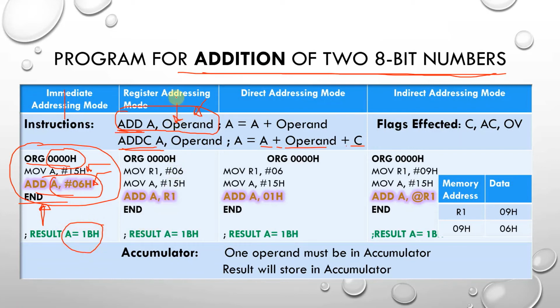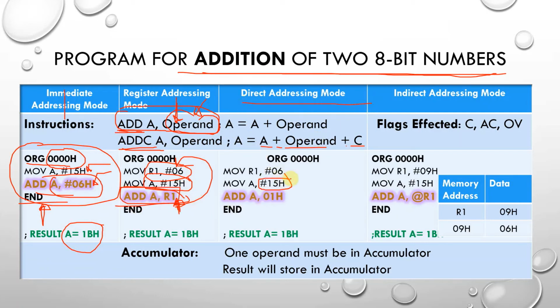Similarly, the second mode is register addressing mode. In this, the operand is moved in the register R1. As before, the first operand is moved in the accumulator. Both contents are added up. Here you can see that the second operand is a register with the content 6. So this is addition with register addressing mode.